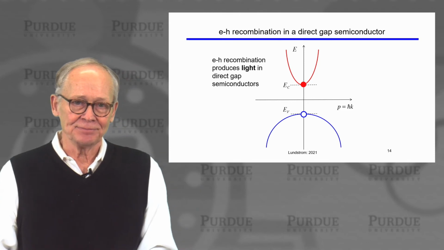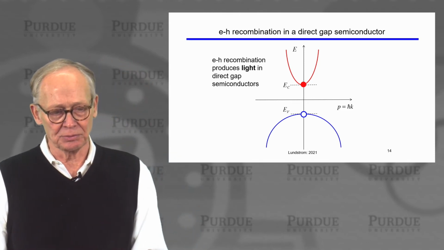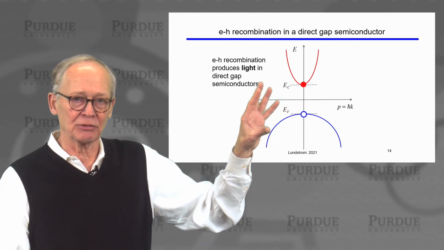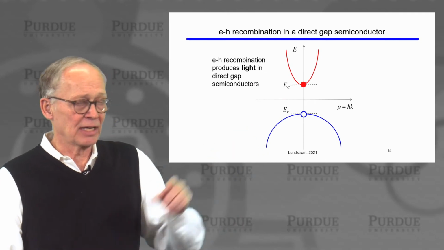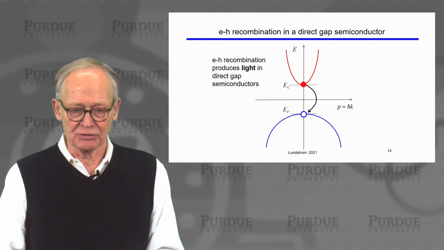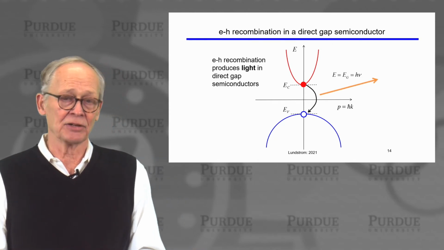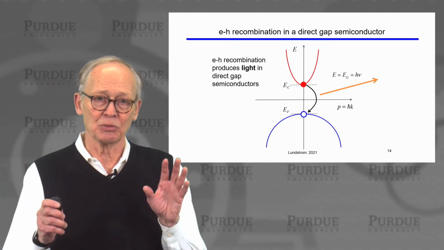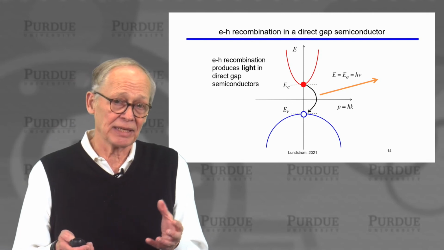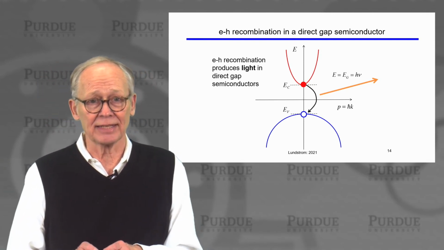Now, electrons and holes can recombine. We'll talk about this more later in the course, but this is an energy momentum, or E-k, plot for a direct gap semiconductor. If I've got an electron in the conduction band and a hole in the valence band, the electron can drop down from the conduction band and annihilate the hole in the valence band. The energy is given up as light. This is a recombination process in a direct gap semiconductor, and it's the basis for things like light-emitting diodes, solid-state illumination.